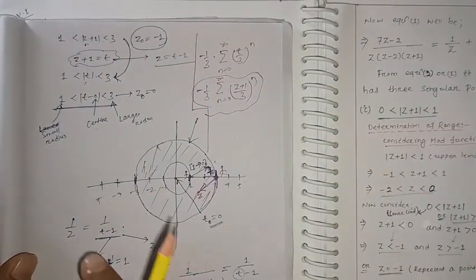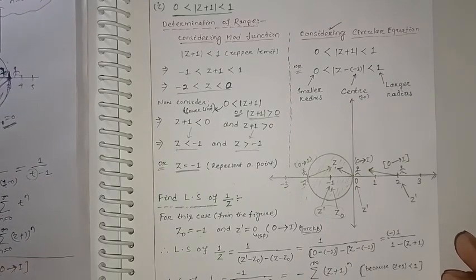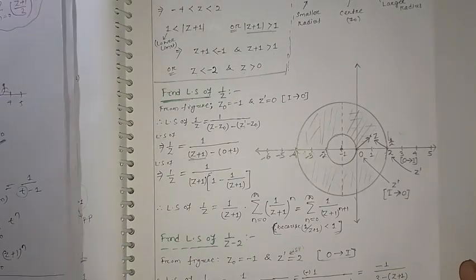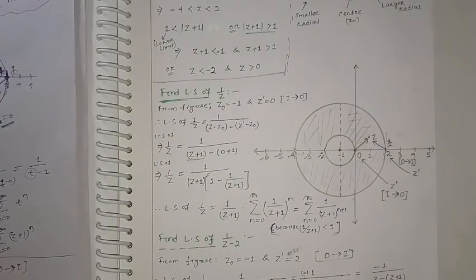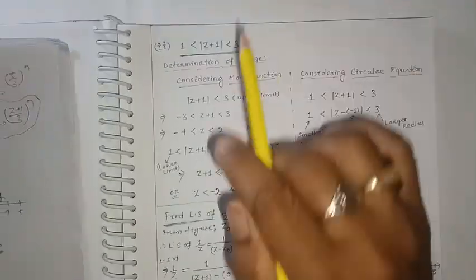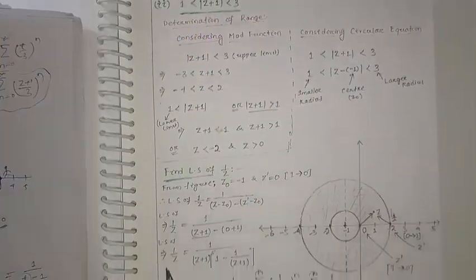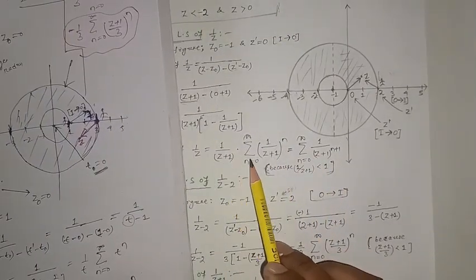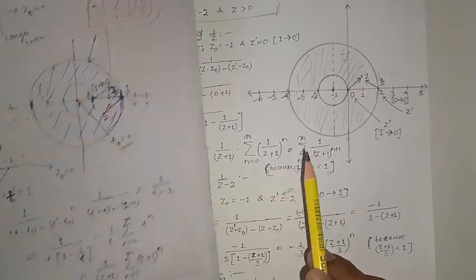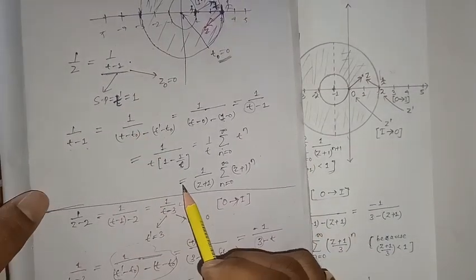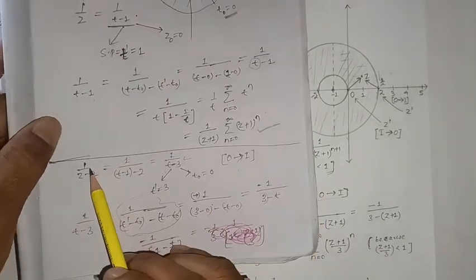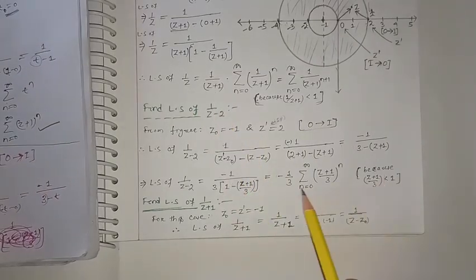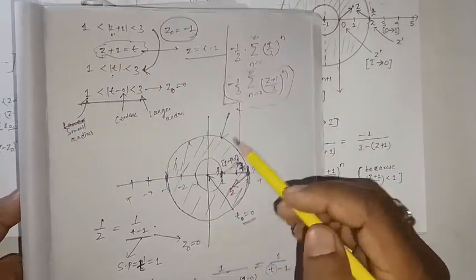Here I am going to show you 1 by z in that region. In that class I showed you. Okay, 1 by z. Here this is the question: 1 less than mod of z plus 1 less than 3, Lorentz series of 1 by z, we found this one. 1 by (z plus 1) summation over n equal to 0 to infinity (1 by (z plus 1)) to the power n, and in this method by considering t also we found the same. By considering the 1 by (z minus 2) function in this range, we found this Lorentz series, and by considering t also we found the same.